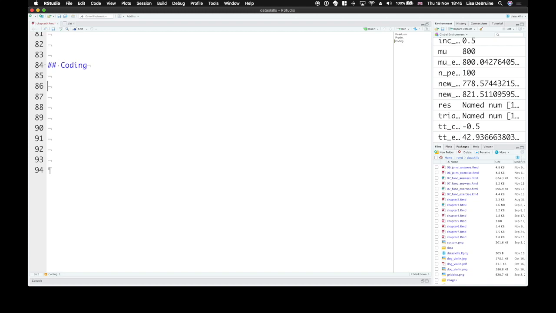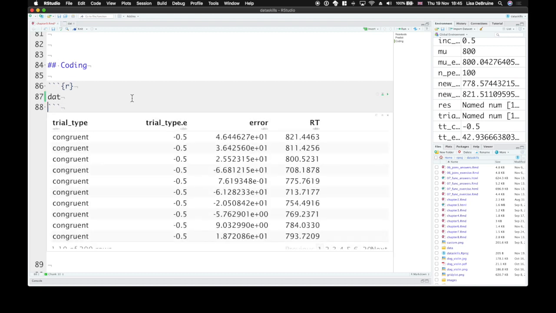Coding categorical variables can change the way we interpret the results of a linear regression. In the example above, we used effect coding for trial type. Now there are three main types of coding. Let's look quickly at our data. So our effect-coded trial type coded congruent trials as negative 0.5 and incongruent trials as positive 0.5.